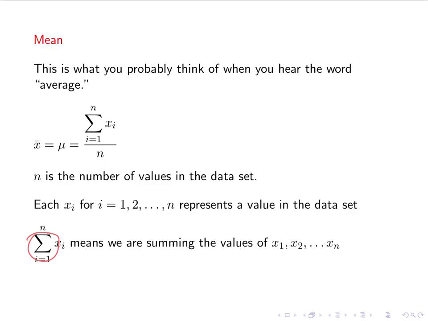S for sigma, S for sum. So the symbol means that we're going to sum the values x1 through xn. The subscript at the bottom is where we start at 1, and the n at the top is where we end. So we're adding up the values x1, x2, all the way to xn.